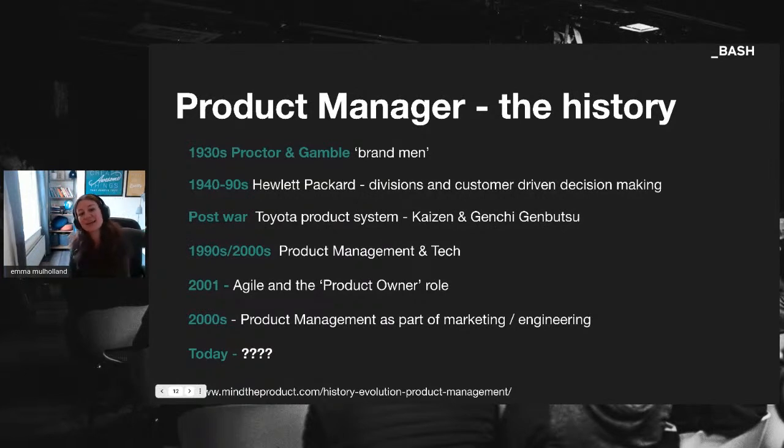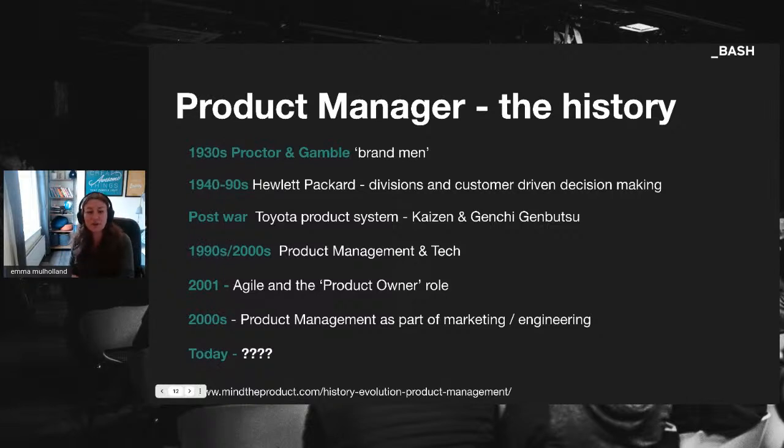And then in parallel, again, we had this concept of the Toyota Production System and Kaizen and Genchi Genbutsu. I'm going to say that wrong, Genbutsu. These were all concepts that were happening. And then that took shape into the 1990s and the 2000s, when you had product management and technology coming through. So you actually had product managers before you had agile. You had product managers using waterfall, and they took these theories from the original product management within marketing, and they were applying them to technology. But then in 2001, you had the Agile Manifesto, and then you started the concept of this product owner role that became very delivery focused.